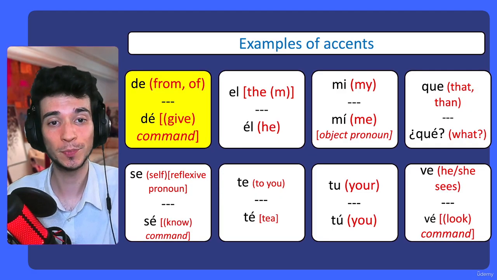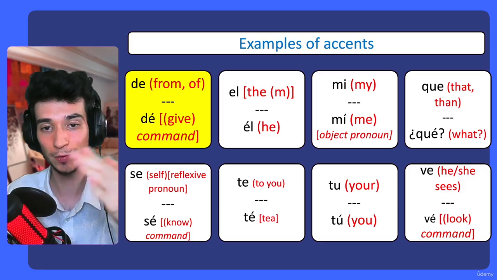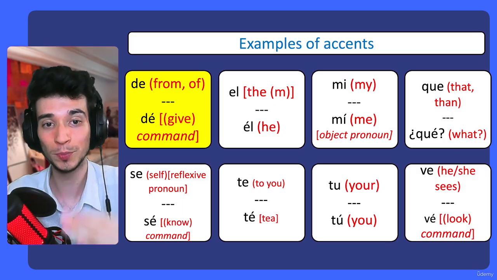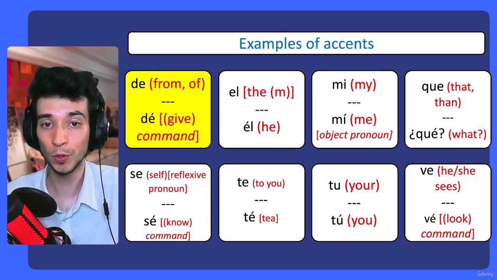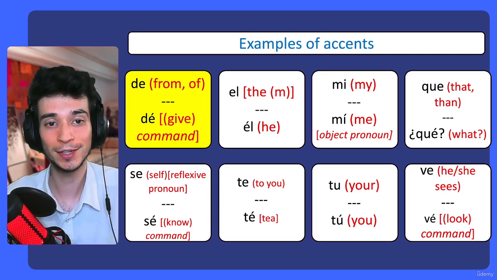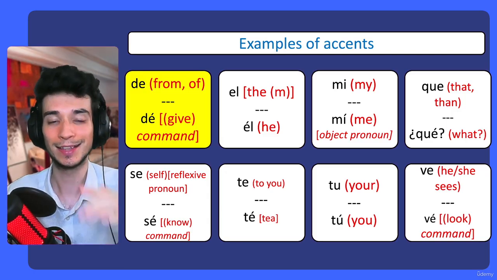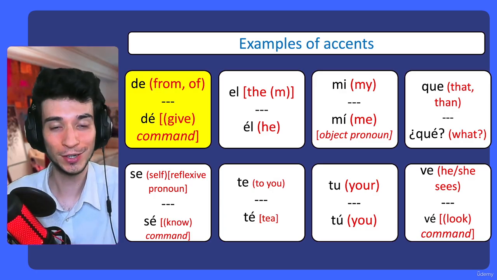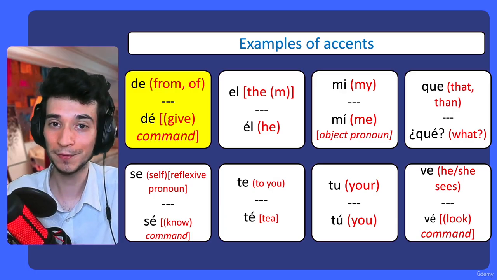But this is the difference between having an accent and having no accent. It changes the complete meaning of the word you're trying to say. And it also changes the sound. For example, de, dé. So yeah, it changes the sound and the meaning. That's why we have them.